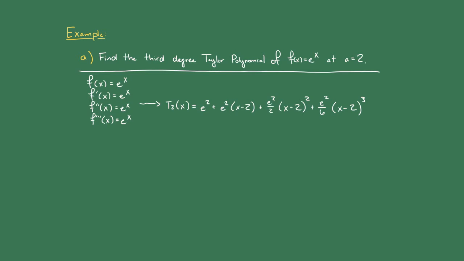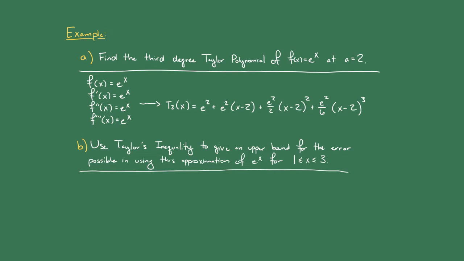And now, let's use Taylor's inequality to give an upper bound for the error possible in using this approximation of e to the x on the interval 1 to 3. Since we're approximating using the third degree Taylor polynomial, we first need to bound the absolute value of the fourth derivative of f on the interval 1 to 3.